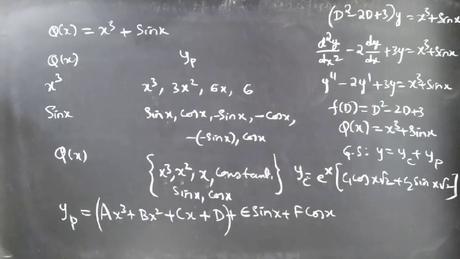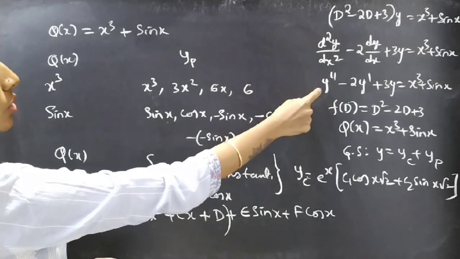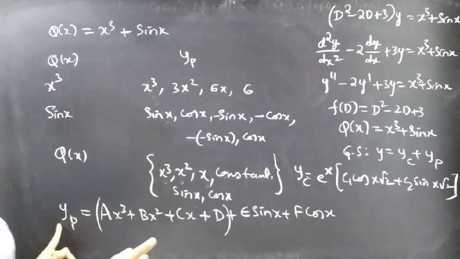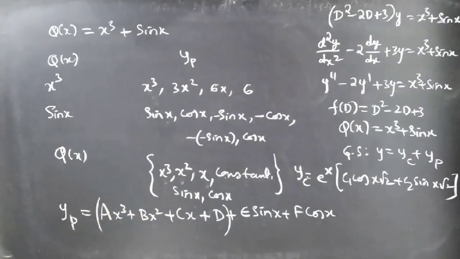Okay, I hope you understand. So this is the way we have to choose yp such that it satisfies the given equation. We have written the given equation in this format so that we can apply yp in this equation. Okay, we'll see that later. So this is how we write yp.